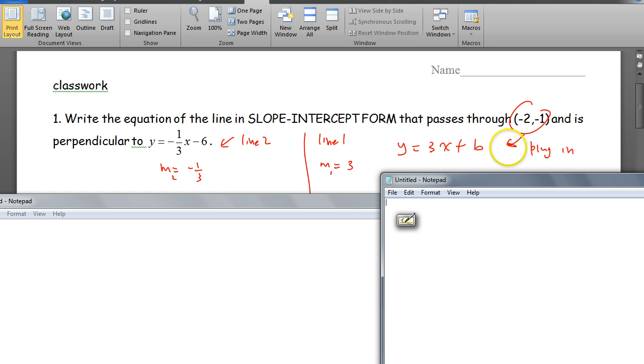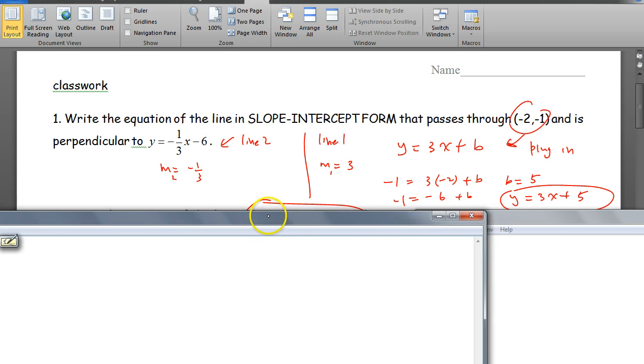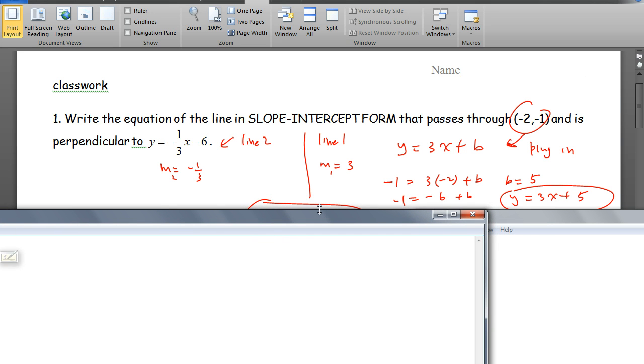Line 1 is the line that I'm looking for. Line 2 is the one that they give us, right? That has to be perpendicular to. So line 2's slope, as you can see, is -1/3. Line 1's slope is 3. Therefore, you plug in y equals 3x plus b. Now we have to find b. How do we find b? Plug in the point that it passes through, (-2, 1). You guys remember that? So when you plug in, you should have all gotten b equals 5. So there's your equation: y equals 3x plus 5.